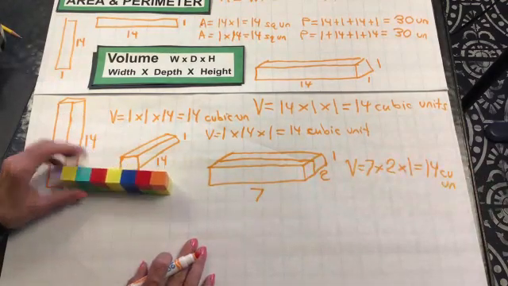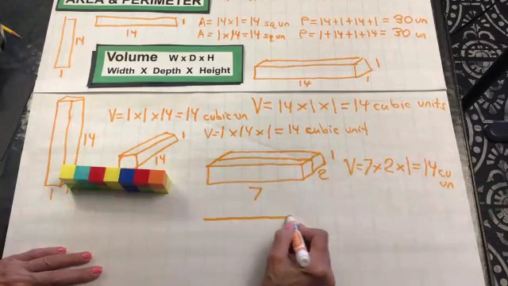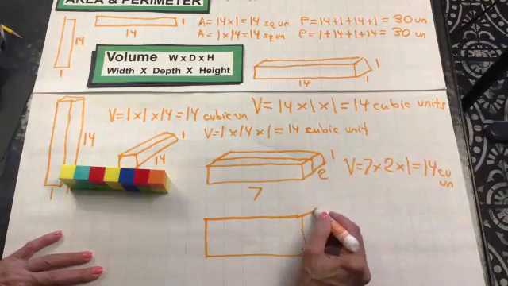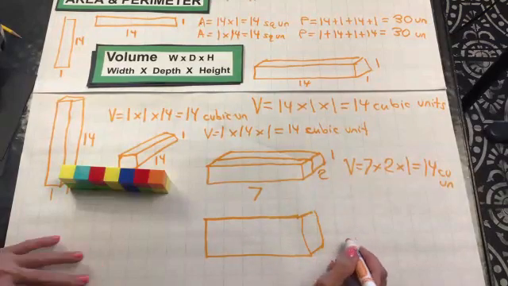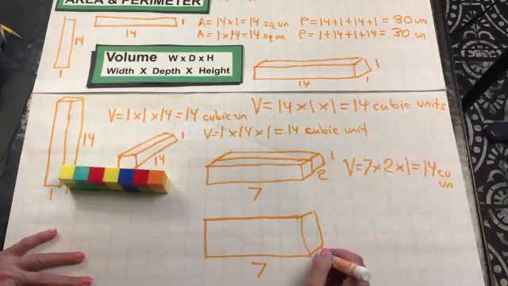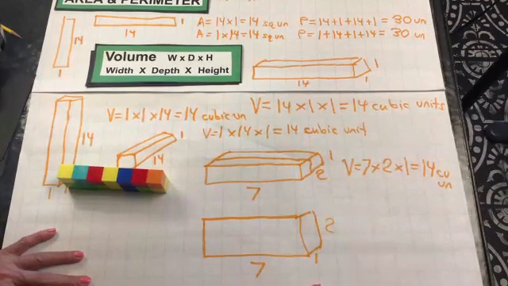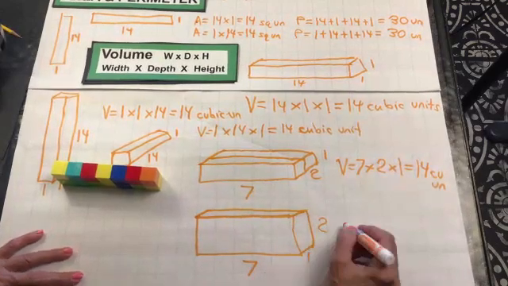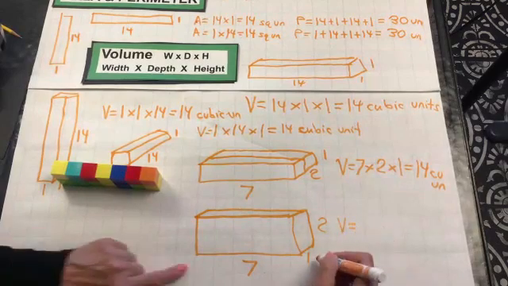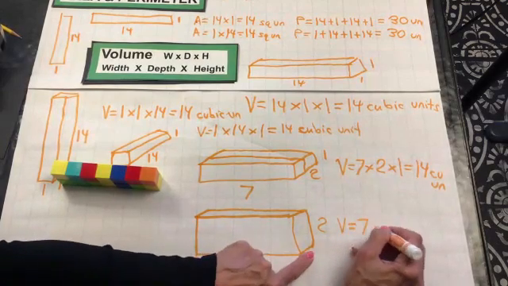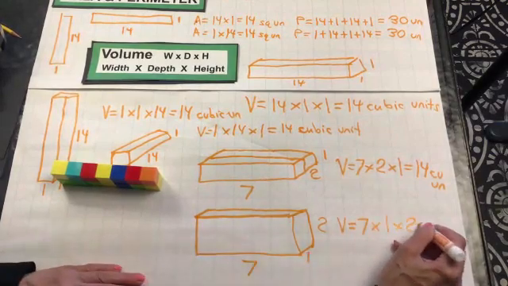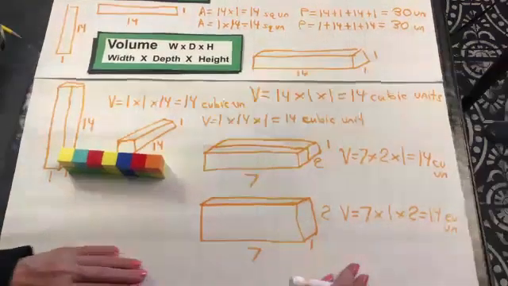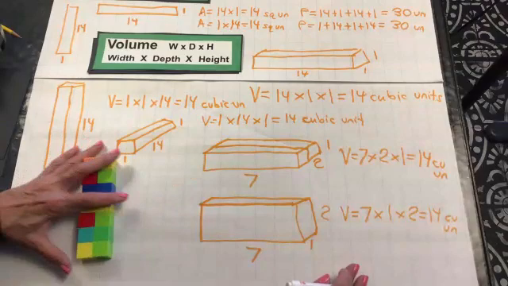All right, so let's go on to the next one, which would be 7 across by 1 deep by 2 tall. So let me get that just the best as we can do. So this volume would equal 7 by 1 by 2, 14 cubic units.